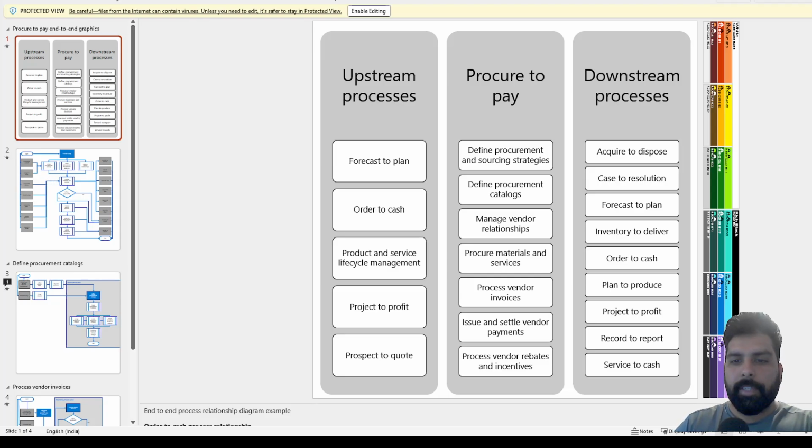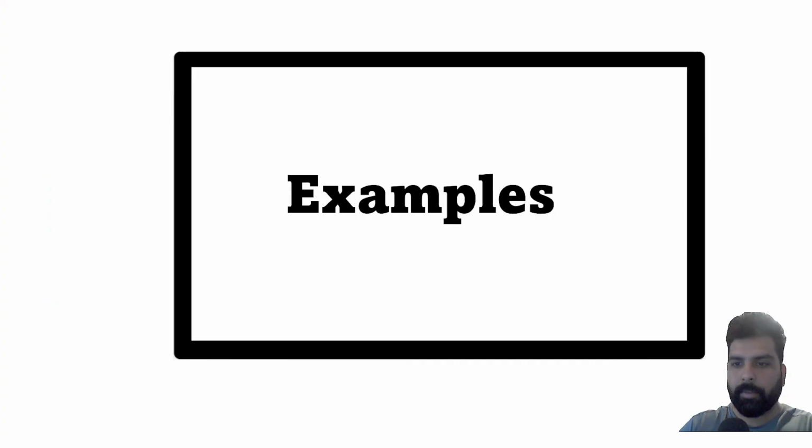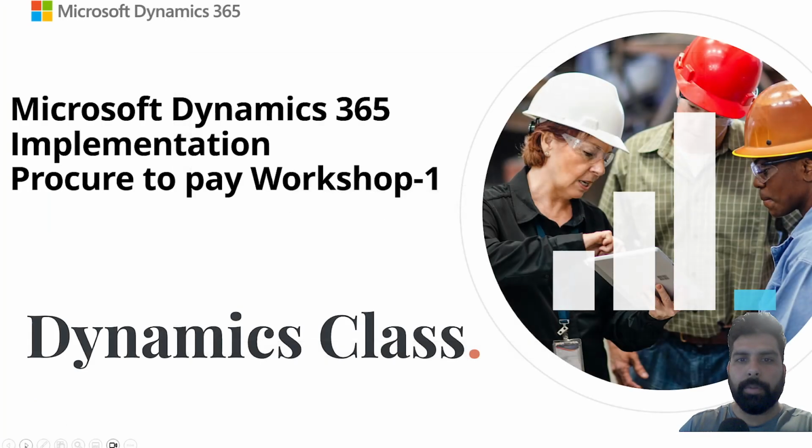So the next thing which we need to check is our workshop template, which we need to have. So I have prepared something which can give you the approach of how you can prepare for your workshops. So I have created some structure. So let me show you that as well. So this is one example for the template. What you can have is something like this. So you are doing the Microsoft Dynamics 365 implementation procure to pay workshop 1.